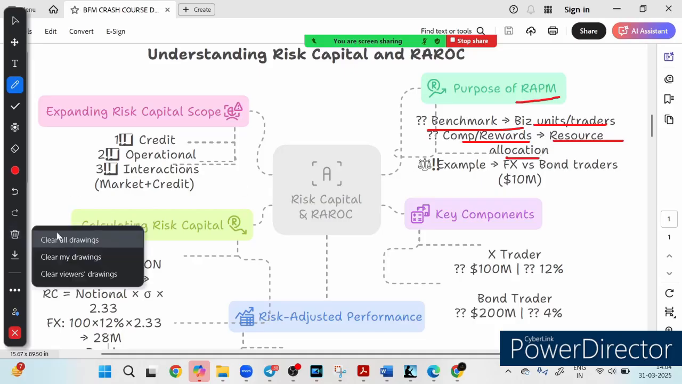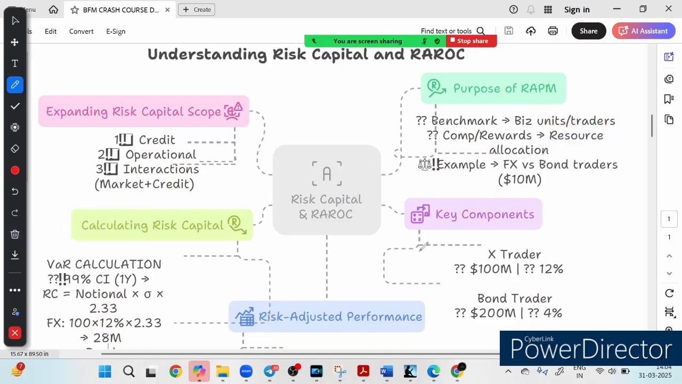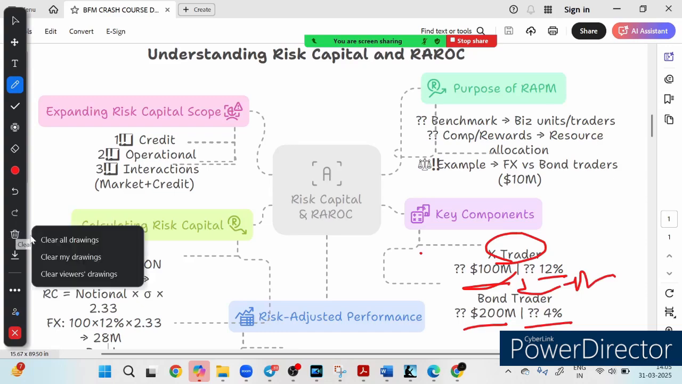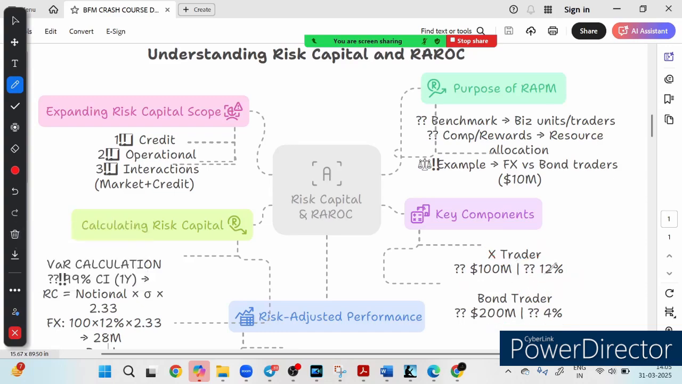For example, let me give you one example. Suppose a forex trader is here, and suppose that he managed $100 million, earning 12% profit. And a bond trader is there. He handled $200 million, and he earned 4% profit. But which one truly performed? Suppose he also earned 12% profit. So this 12% and 4% are the volatility of investing for the forex trader and the bond trader.